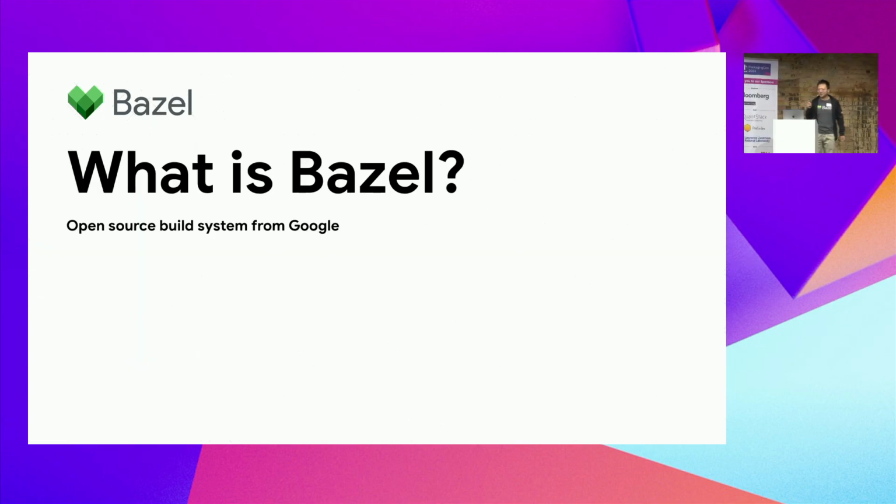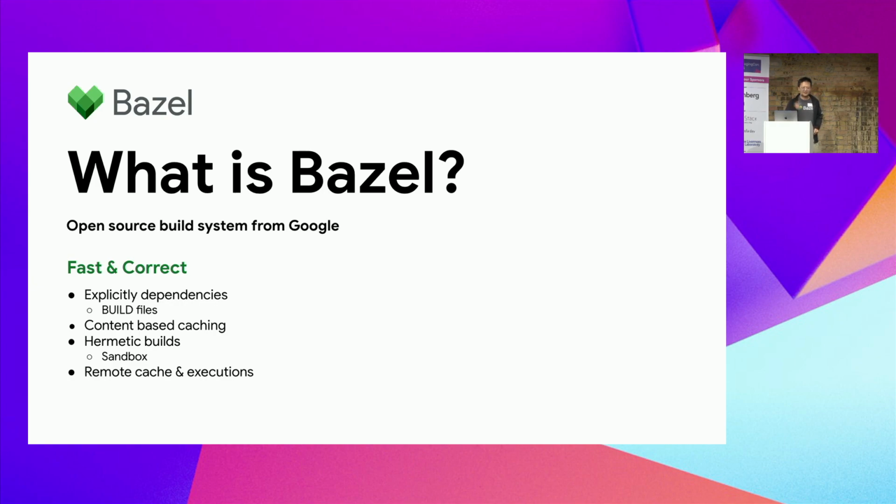So I will give a fast and correct introduction of Bazel. The first thing about Bazel is it's fast and correct. Bazel requires you to declare your dependencies explicitly in build files so that it can construct an action graph that knows exactly how to build your target. And through content-based caching, it only rebuilds what's necessary.